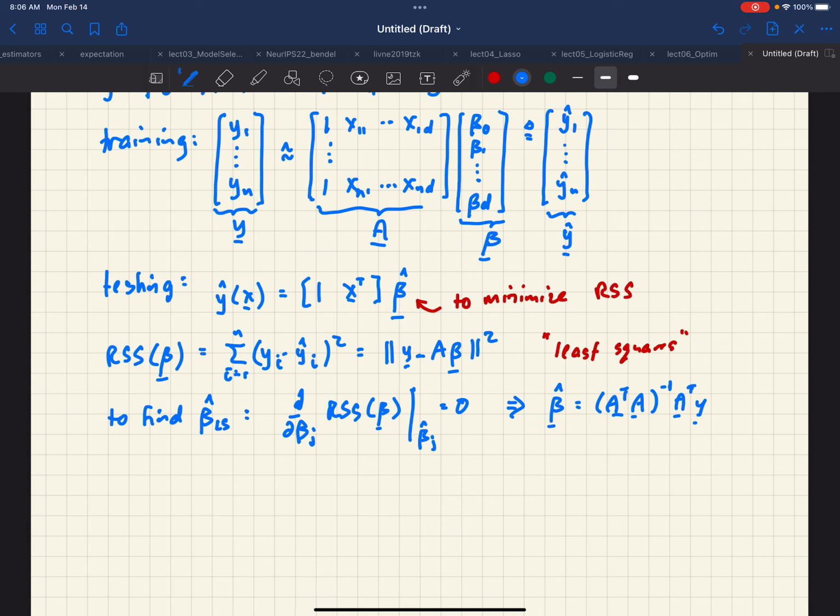So now when we measure the performance, we often think about R squared, called the coefficient of determination. And this is defined as 1 minus 1 over n times RSS over s_y squared.